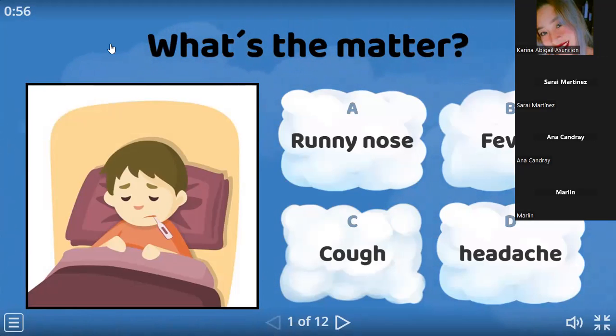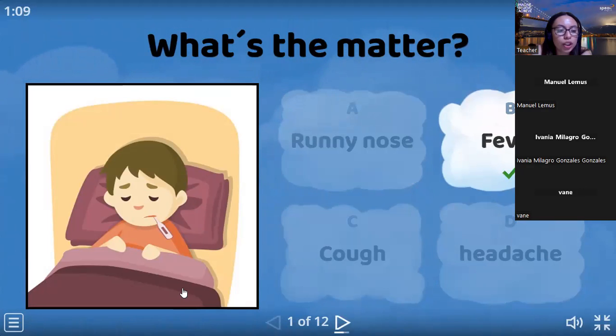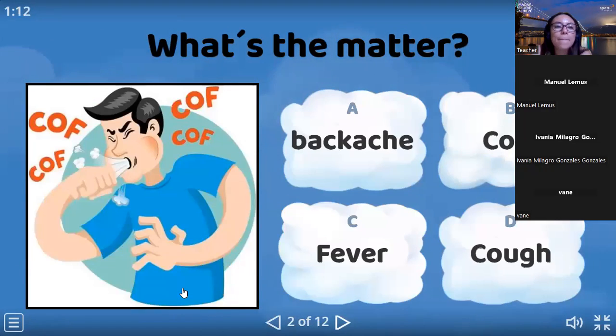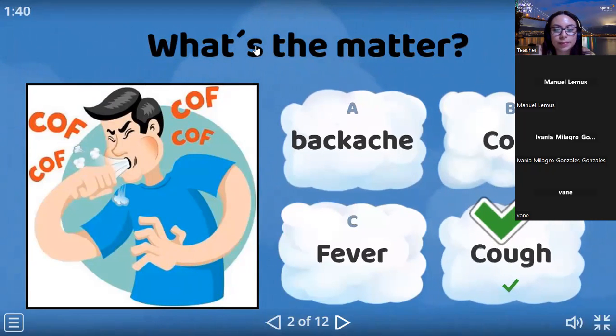So let's go with you, Ivania. What's the matter? What do you think? He has a fever. A fever, very good. Now, number two is for Manuel. What do you think, Manuel? What's the matter? He has a backache. Look at it, he's like this. He has a cold. Very good. He's cold, right? Cold, yes. Very good.